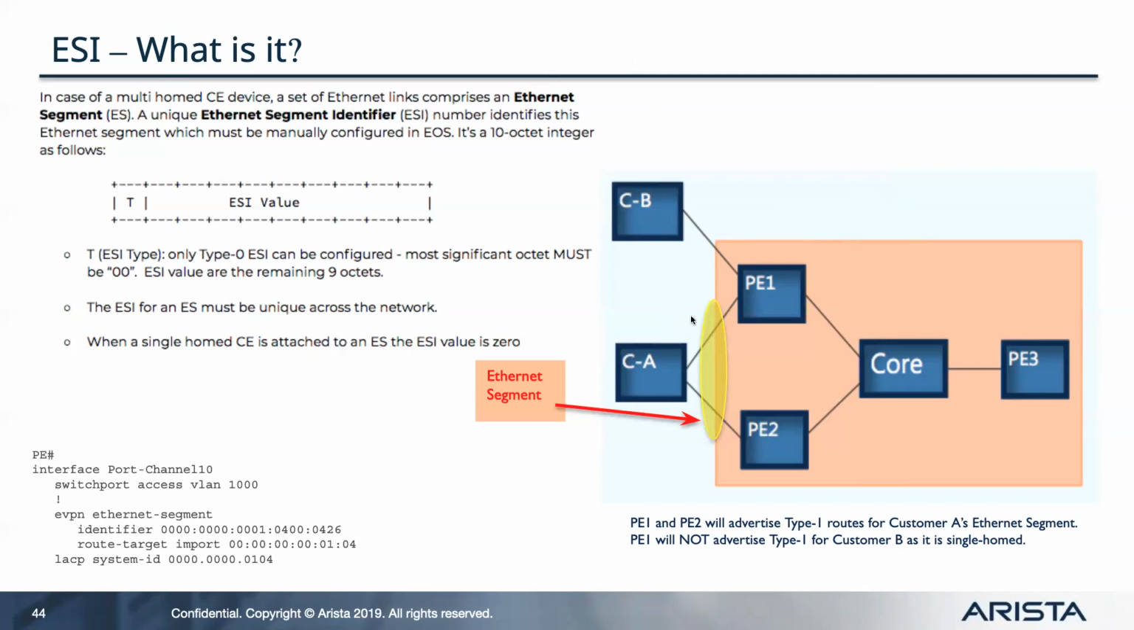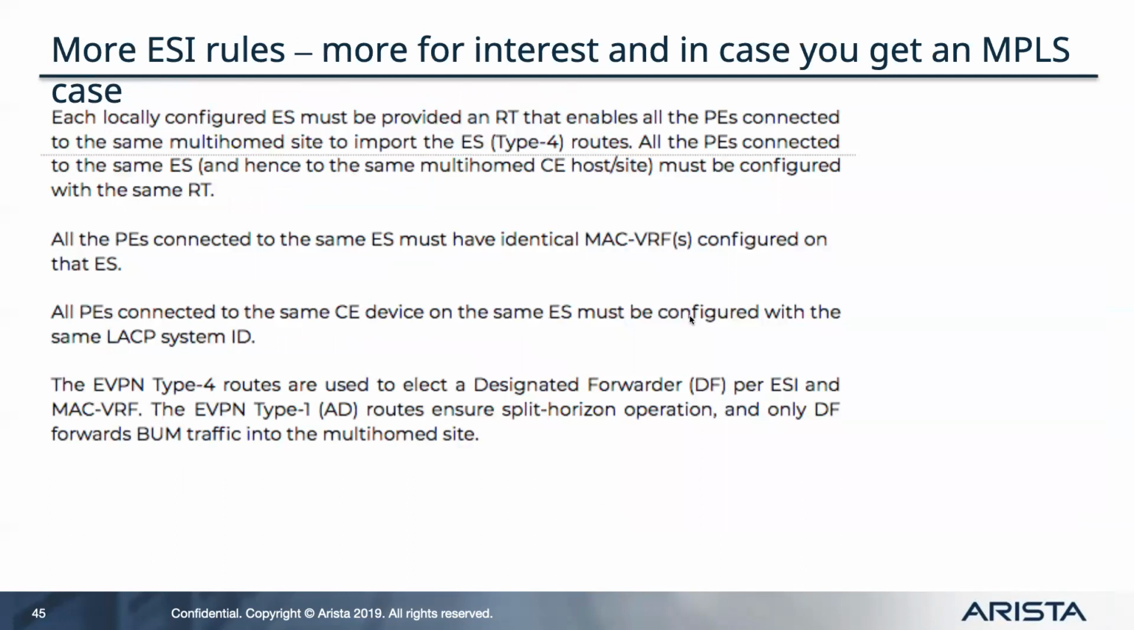Now let's move to the next one. There are some rules for Ethernet segment configuration. Each locally configured Ethernet segment must provide an RT that enables all PEs connected to the same segment. So you need to configure a route target, and that should be the same RT. We'll discuss why. All PEs connected to the Ethernet segment must have identical MAC-VRF config.